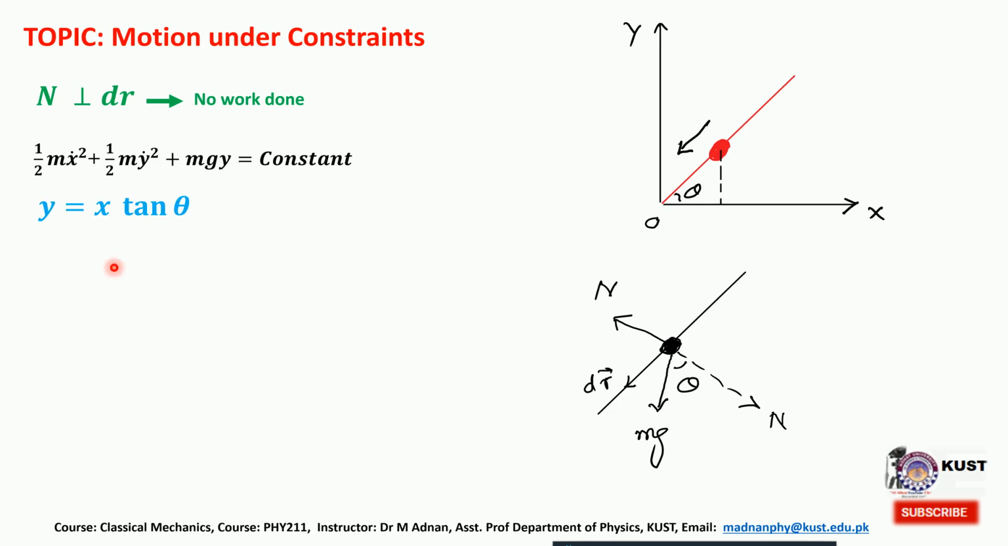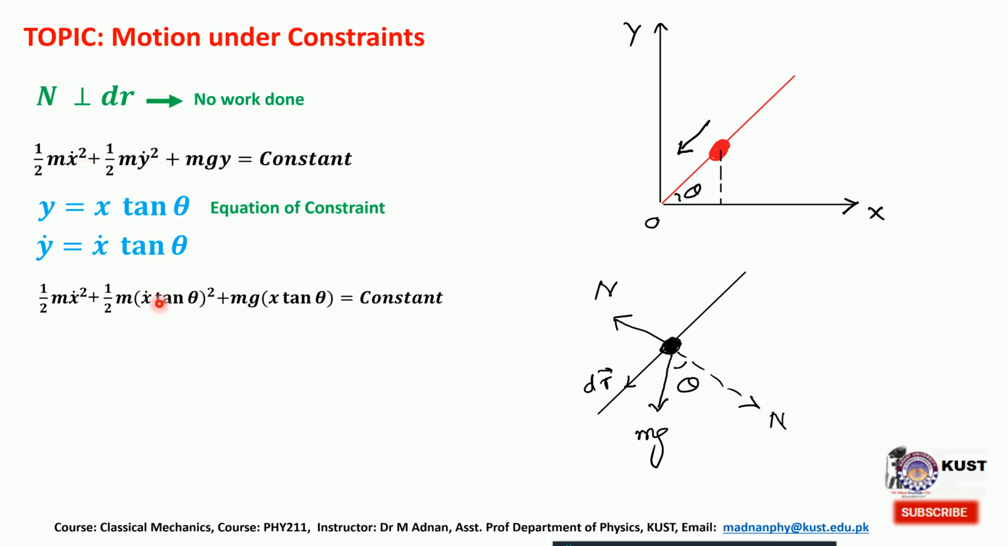The equation of constraint is the same, y equals x tan theta. That can be used to find the parameters in the energy expression. If we differentiate with respect to time, we get y dot equals x dot tan theta. Now the values of y dot and y can be used in this expression, so we have half m x dot square plus half m times x dot tan theta whole square, plus mg times x tan theta, equals a constant.